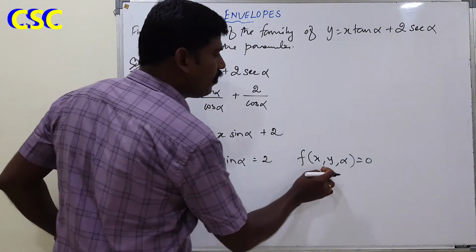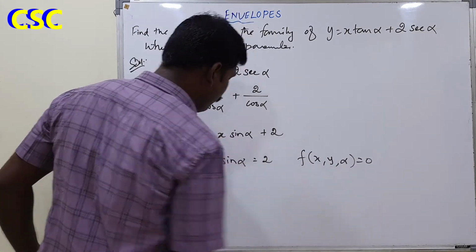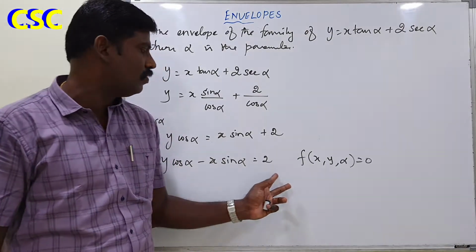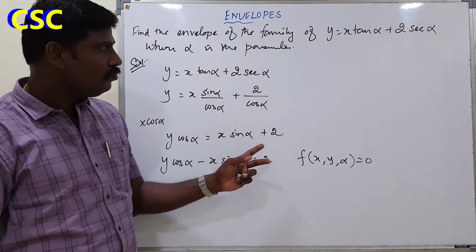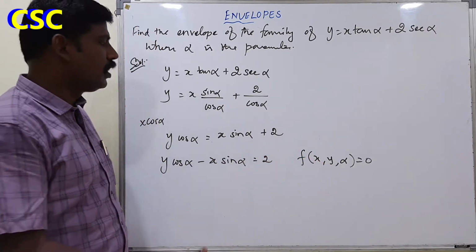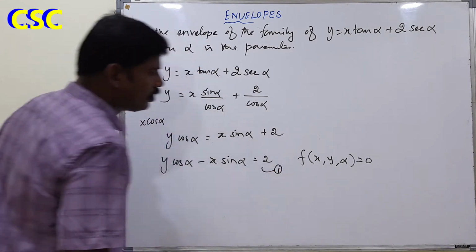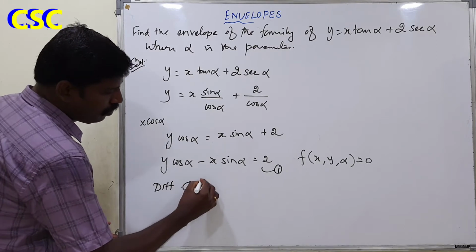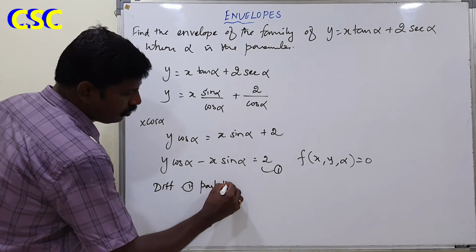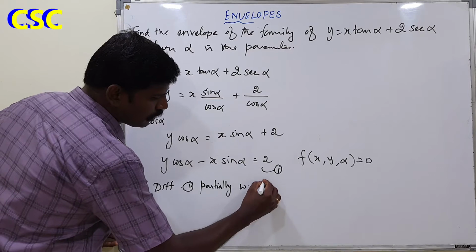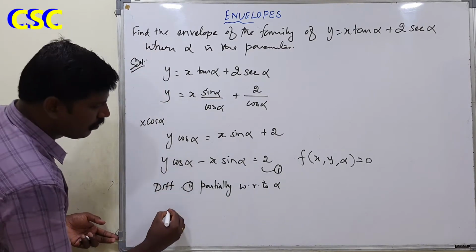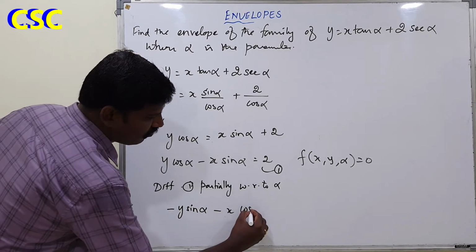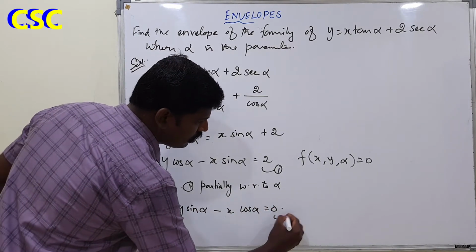Okay, so it is in the form of f of x comma y comma alpha equal to 0. We can't make it into a quadratic equation in alpha, this equation. So that's why I am going to differentiate with respect to alpha. Called as equation number 1. Differentiate 1 partially with respect to alpha. What will you get? Cos alpha becomes minus sin alpha. So minus y sin alpha, minus x into sin alpha becomes cos alpha, right, and 2 becomes 0. Called as equation number 2.